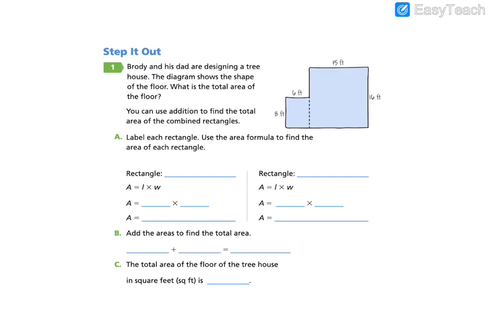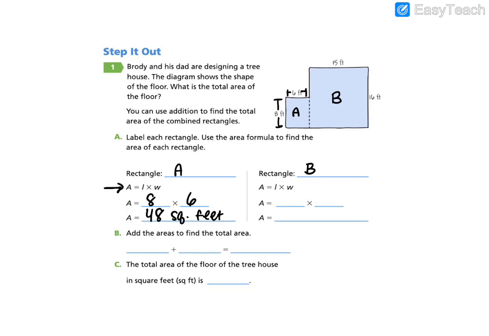So this little one, you see this dashed line? It's telling us to split our rectangles that way. This little one will be rectangle A, and this one will be rectangle B. So we'll label here rectangle A, rectangle B. It gives us our formula of area equals length times width. Okay, we have our length of 8 feet, our width of 6 feet. So our area is 48 square, I'm going to abbreviate, feet.